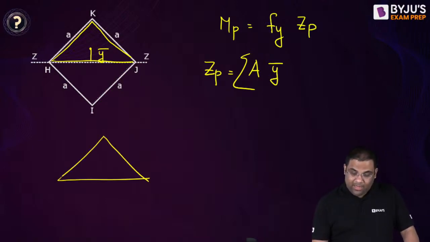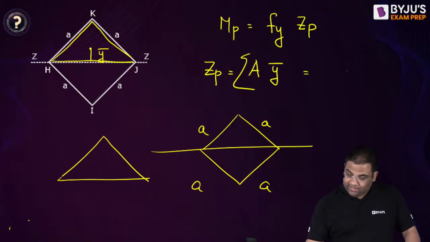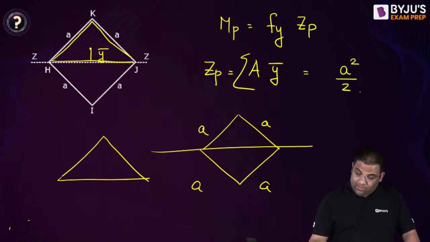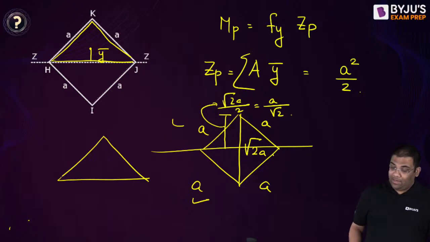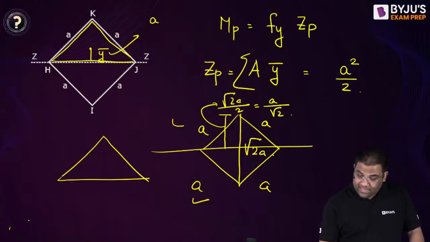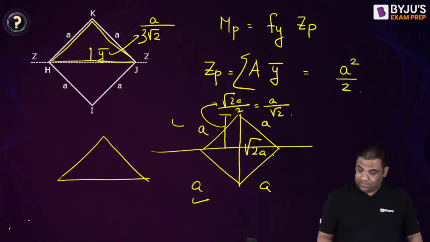Now what is the area of this triangle? The area of this triangle will be half of this square. This is actually a square placed with its diagonal horizontal. So the square area is a square, and half of this will be a square by 2. Now see, this total will be the diagonal. If this is a, this is a, this total will be root 2a. Now what will be the height of this? This will be root 2a divided by 2, that is a by root 2. Now what will be y bar? Y bar will be height a by root 2 divided by 3. Yes or no?